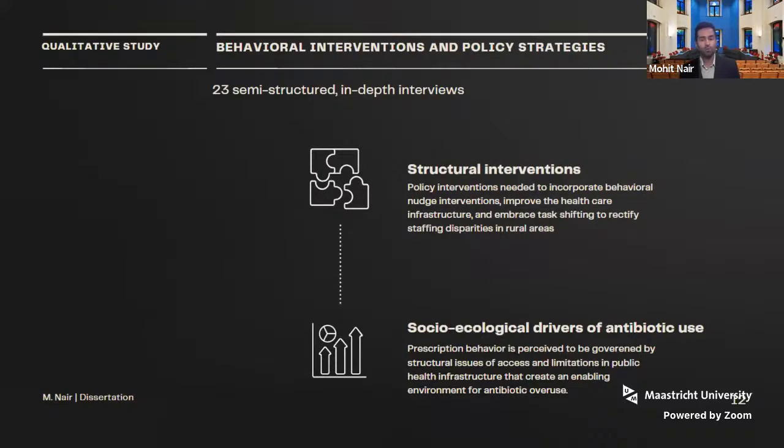And again, here, individual or organization level interventions included things like hospital-specific antibiotic stewardship efforts, as well as trainings for individual prescribers. There was a recognition that educational interventions that targeted the individual or interpersonal interactions were largely ineffective, similar to the findings from the systematic review in Chapter 3. Instead, policy-level interventions needed to incorporate behavioral nudge interventions, improve the healthcare infrastructure, and embrace task shifting to rectify some of the systematic disparities, such as staffing issues in rural areas.